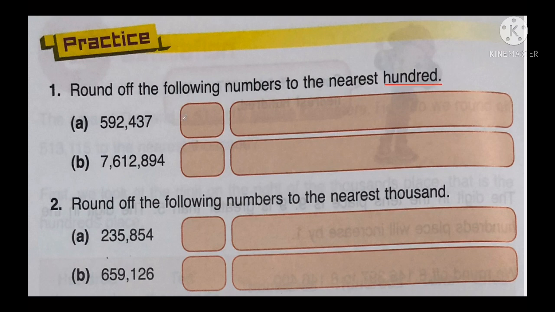So let us identify first what will be our given number. What is the hundreds place here? In A, we have 4, correct? So our given is 4. How about in B? In B we have 8. Correct. 8.